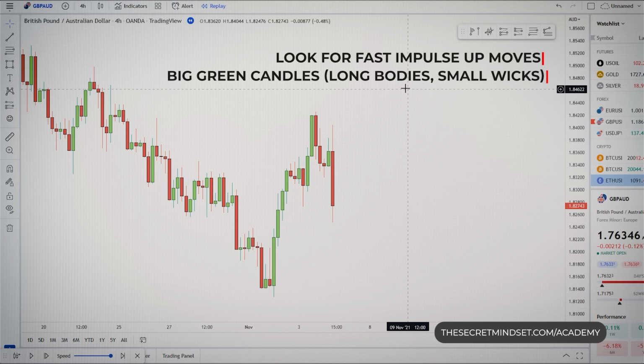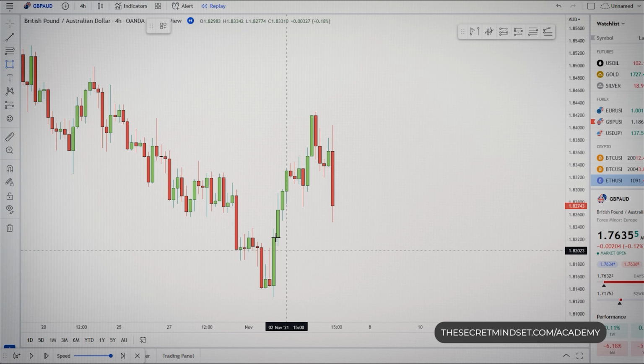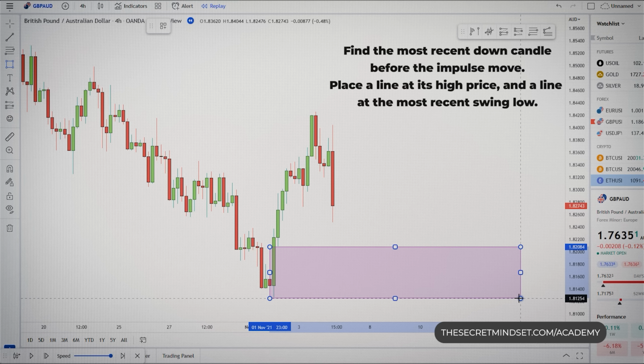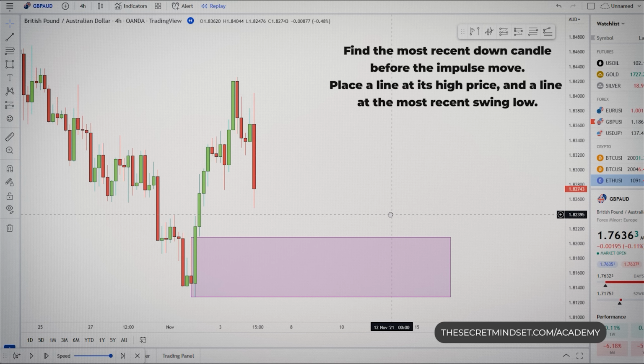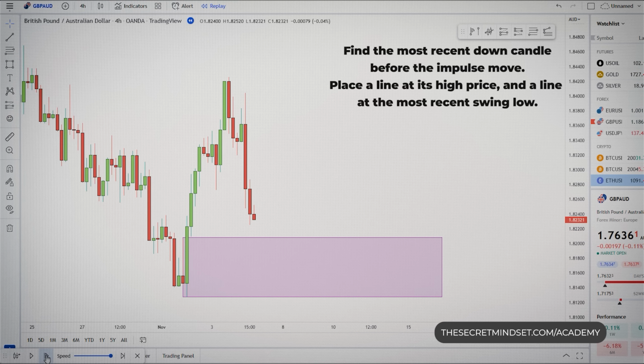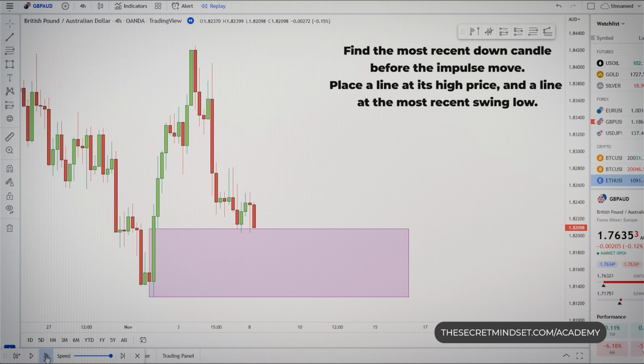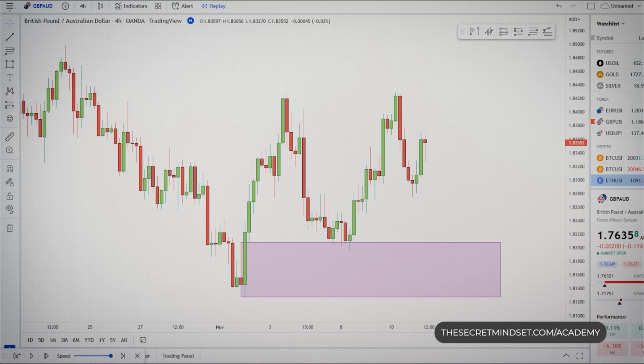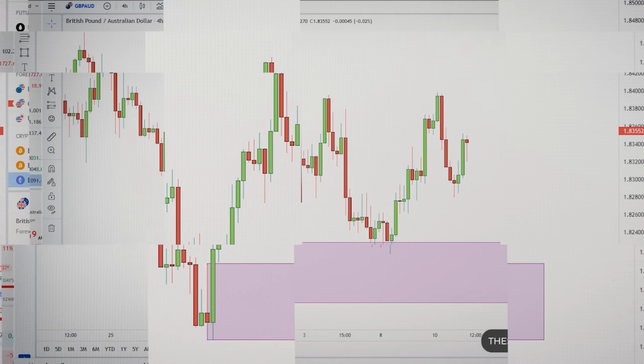Once you have identified the fast impulse move, it becomes a lot easier to find the base of the zone. You find the most recent down candle before the impulse move and place a line at its high price and a line at the most recent low that formed at the source of the move. It's a slightly different method to draw the area compared to my previous videos, but I'll explain later why I chose to use this method instead.